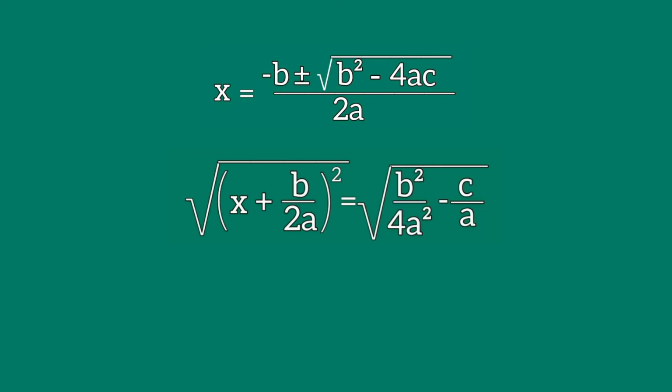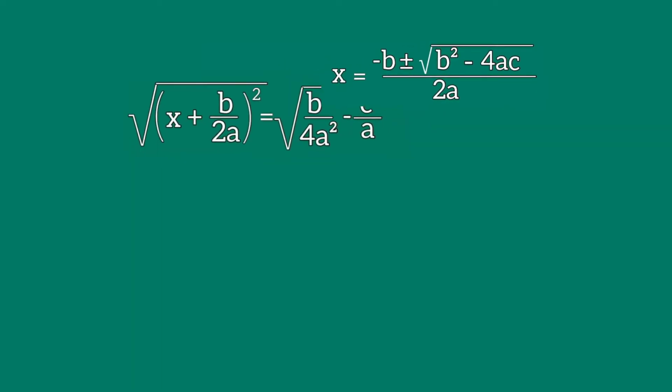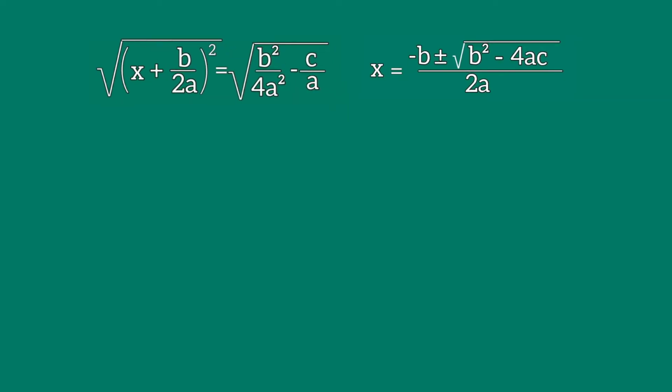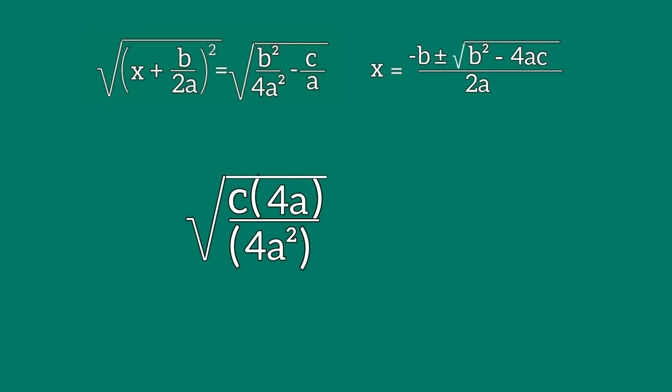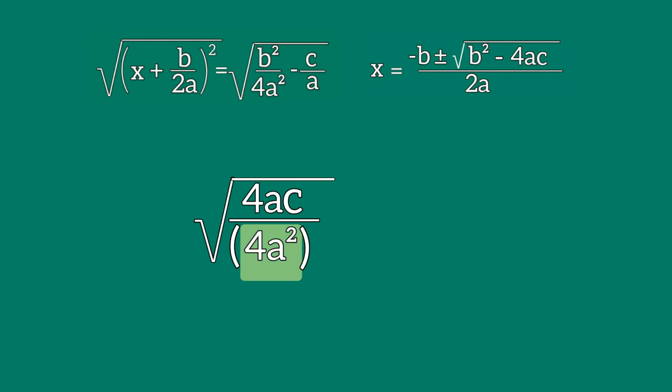Here we need to make our denominators the same for both terms. So to simplify things, we just multiply c over a with 4a squared over 4a squared. Then we just cancel similar terms, in this case, the a denominator and the a squared, leaving only 4a instead of 4a squared. Then. Now we extract the square root of 4a squared, leaving only 2a as the denominator.